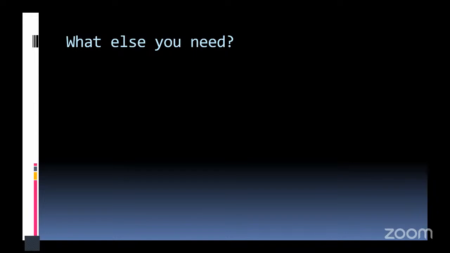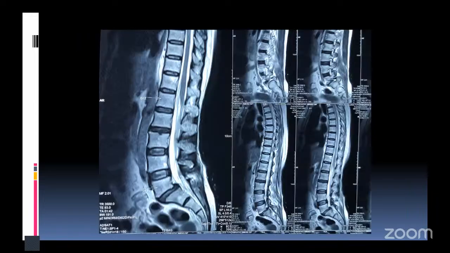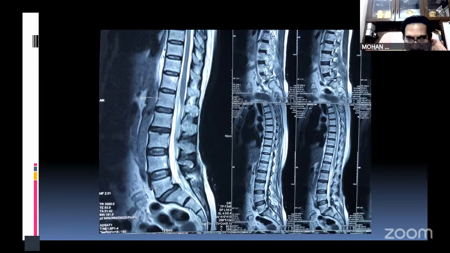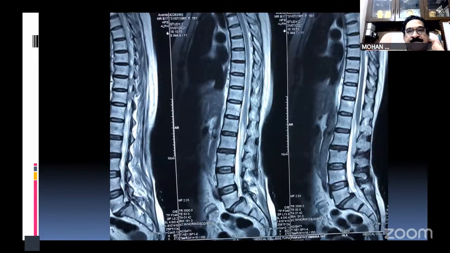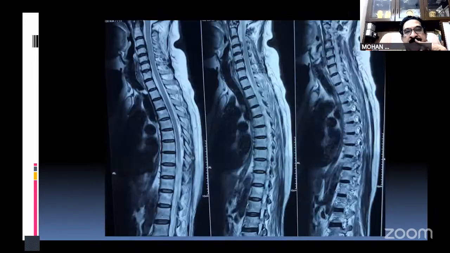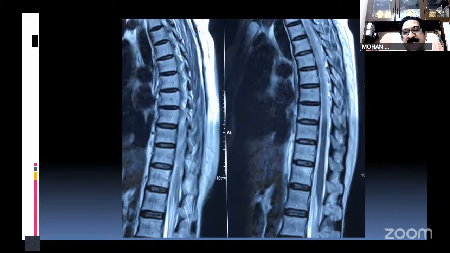MRI spine. Okay, MRI spine. So MRI lumbar spine. This is MR lumbar spine, including the lower dorsal cord as well as the cauda equina. Again, you can include the lower dorsal cord also, including the upper cervical cord and the dorsal cord. This is another cut showing the conus epiconus region.